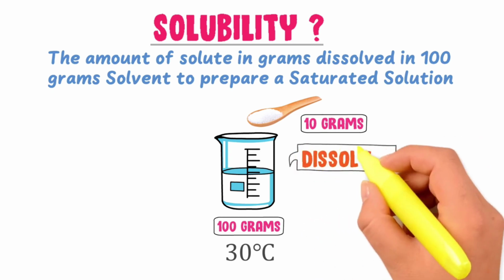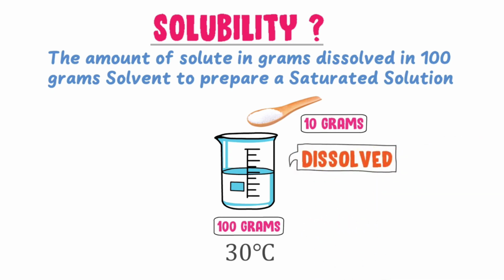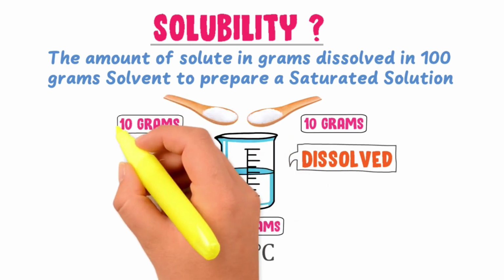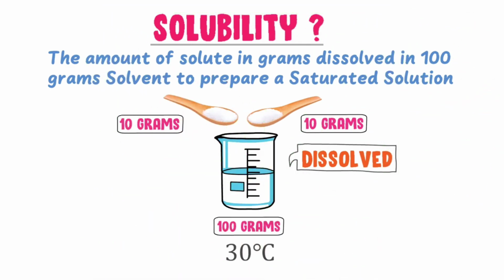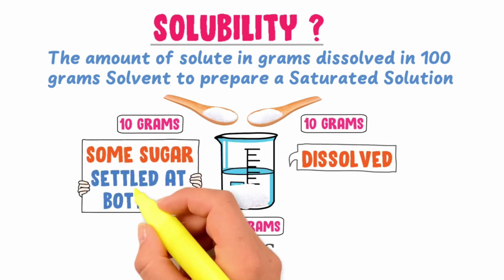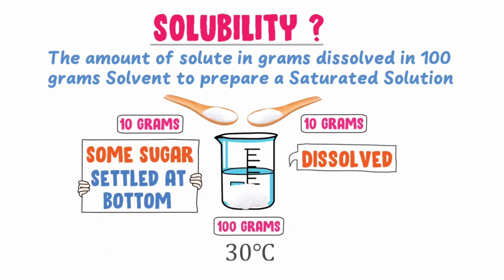It easily dissolves in the water. Secondly, I again add 10 grams sugar to the 100 grams water. But this time, some sugar dissolved in the water and some sugar settled down at the bottom. This means we have prepared a saturated solution of sugar and water at 30 degrees centigrade.